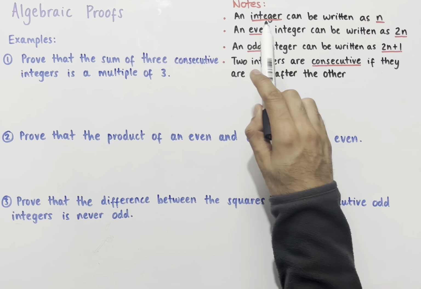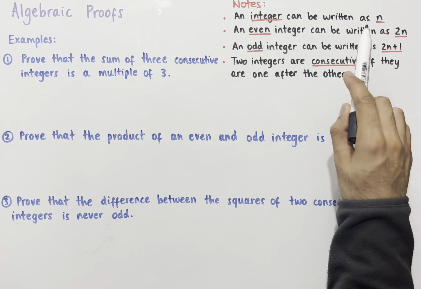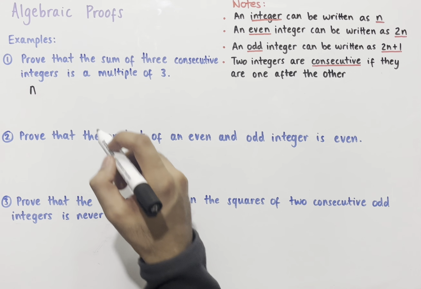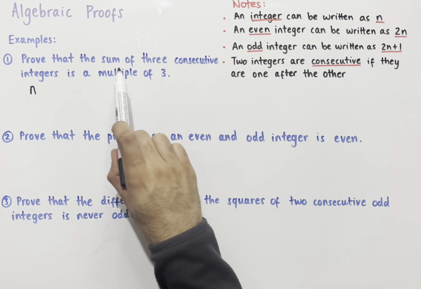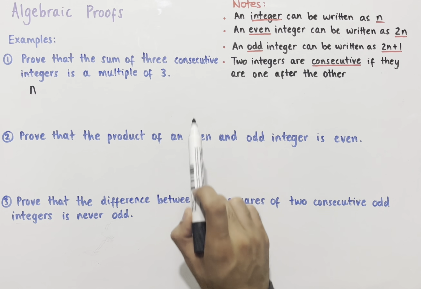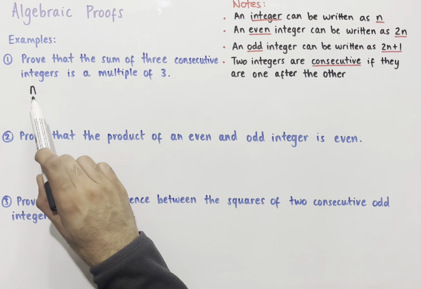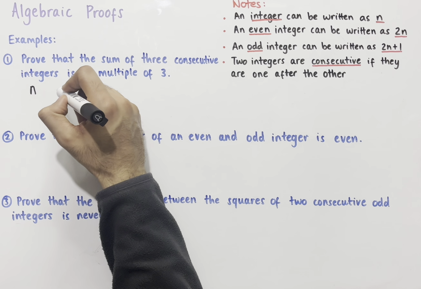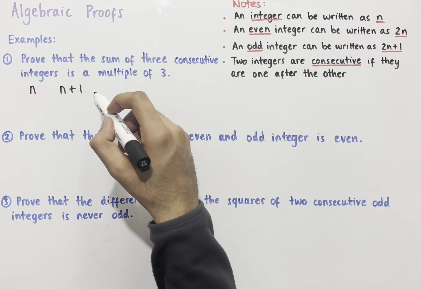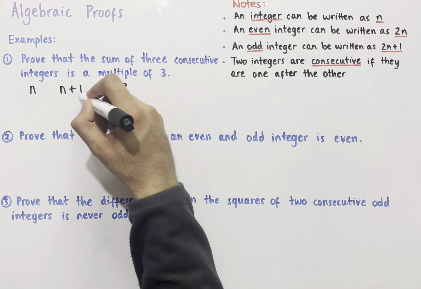Now an integer is a whole number, and any integer can be represented by a letter, say n. So we'll start by writing down n. And now the idea is that we're looking at the sum of 3 consecutive integers. The word consecutive means one after the other. And so if we were to write down the next integer after n, it would be n plus 1, since that's one more than n.